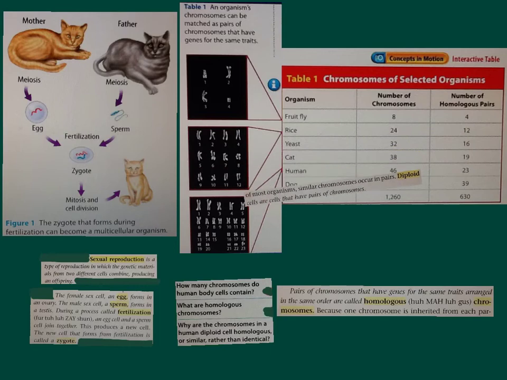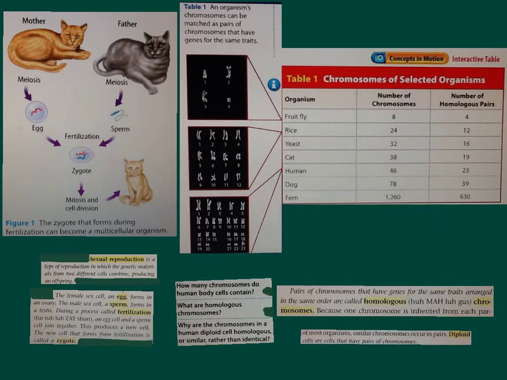Pairs of chromosomes that have genes for the same traits arranged in the same order are called homologous chromosomes. Because one chromosome is inherited from each parent, the chromosomes are not identical. For example, the kittens mentioned earlier in this lesson inherited a gene for orange fur color from their mother. They also inherited a gene for gray fur color from their father. So some kittens might be orange and some might be gray. Both genes for fur color are at the same place on homologous chromosomes, but they code for different colors.